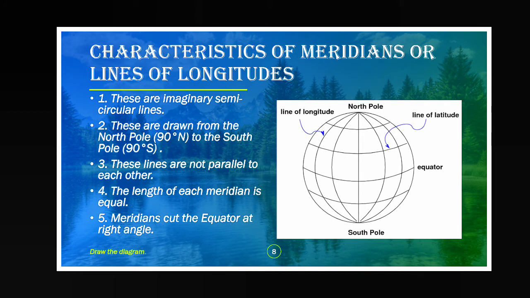Next, characteristics of meridians or lines of longitude. Now important features. Here again, meridians are imaginary lines. And also I told that meridians are different from parallels. They are drawn from north pole to south pole, but parallels are drawn from east to west. And meridians are not parallel to each other, but parallels are parallel to each other. You can see here the length of each meridian is equal. The length of each meridian is what? Equal.